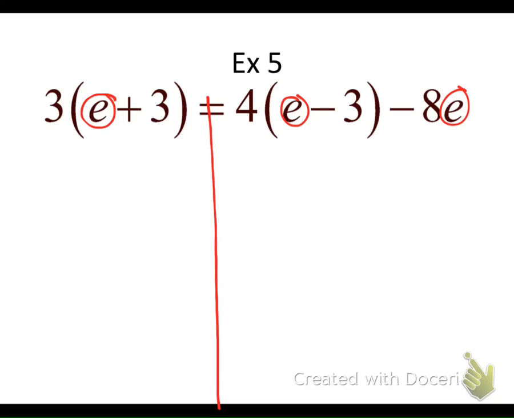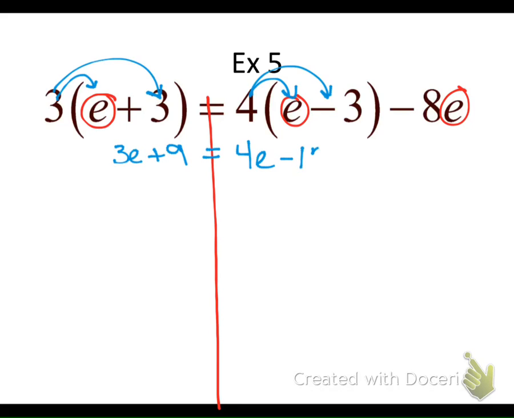3E plus 9. Okay. Then 4E. Okay. Isaiah, distribute on my right side. 4E times negative 3 equals negative... I just didn't hear you. 4E times negative 3 equals negative 12. So 4 times negative 3 is negative 12. And then what do I bring on down? Negative 8. Okay. I've distributed.